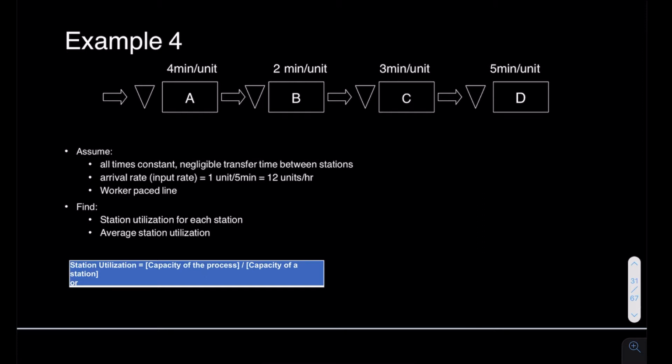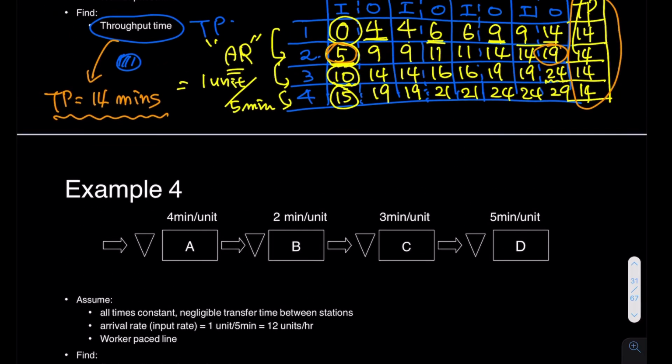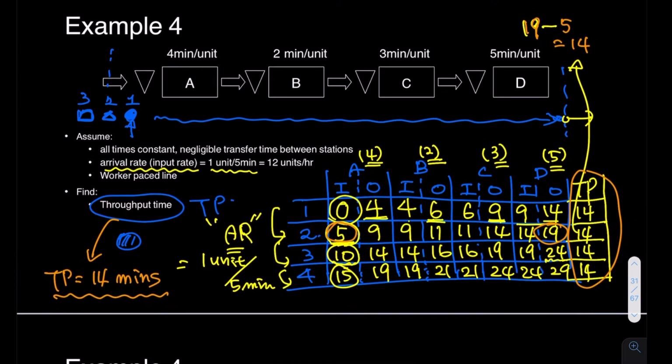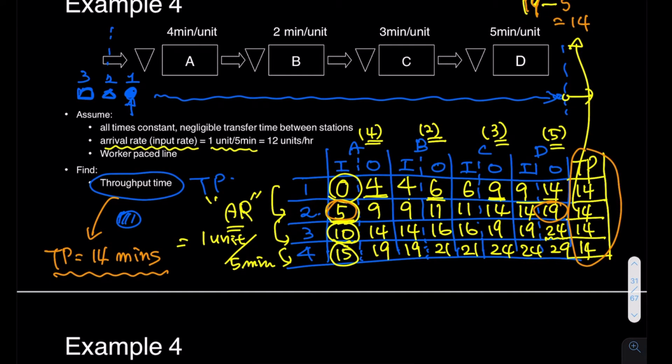To get some ideas about utilization, I think it may be helpful to look back at the tables we made for throughput time. If you look at this table, for example, let's look at station A. Every 5 minutes those materials come in, right? So time 0, time 5, time 10, time 15. Basically, for each material, 5 minutes are given to work on.